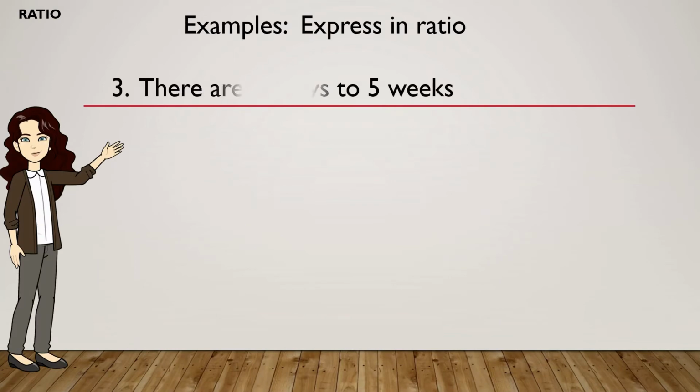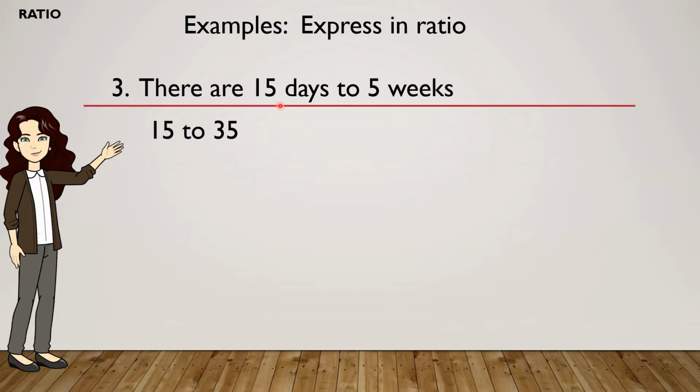Okay, example number 3. Again, ratio is the comparison of two or more quantities in the same units. So meaning, if there are 15 days to 5 weeks, we have different units. 15 is days, and 5 is weeks. So we need to convert either one of the given.